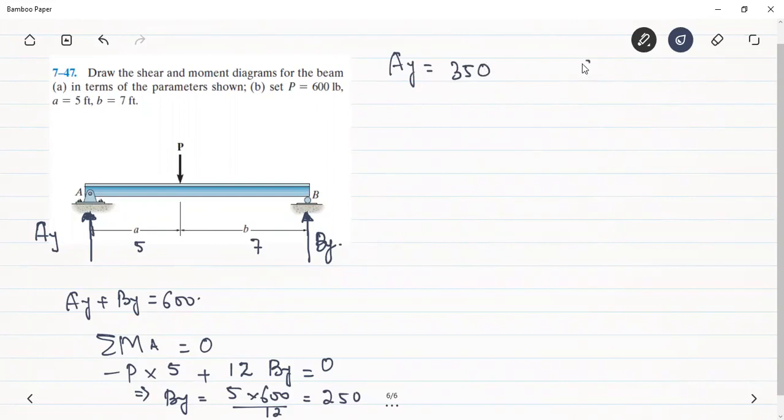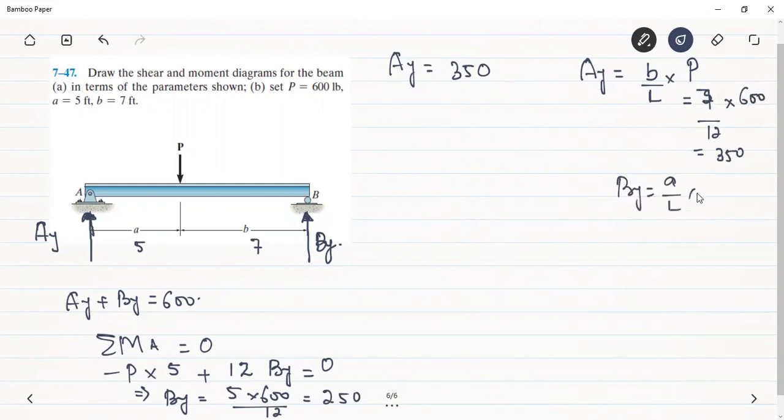For such cases, you can simply remember the formula as well. AY would have directly been B by L into the load, where B was 7 and L was 12, multiplied by 600, which is 350. And BY would have been A by L into P. This would have been equal to 250. And if A and B were the same, then the reactions would have been the same, which we had seen yesterday.